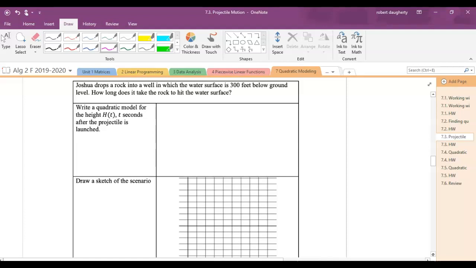Okay, Joshua drops a rock into a well in which the water surface is 300 feet below the ground level. How long does it take the rock to hit the water surface, okay? Every one of these problems is using this equation. H of t is minus 1/2 g t squared plus the initial velocity times t plus the initial height, okay? What is my force of gravity here?